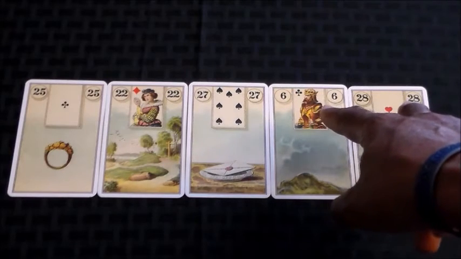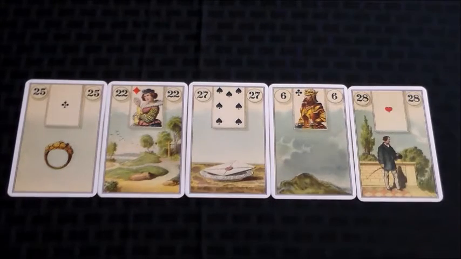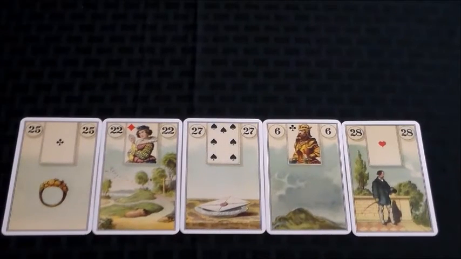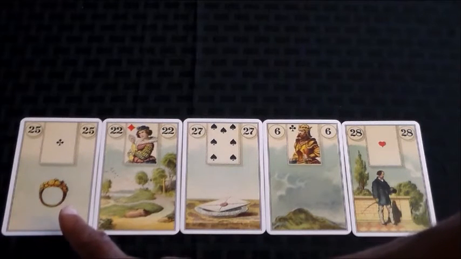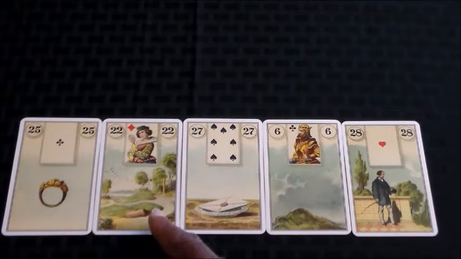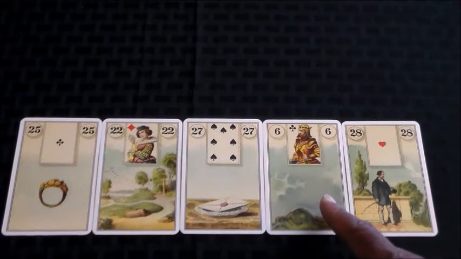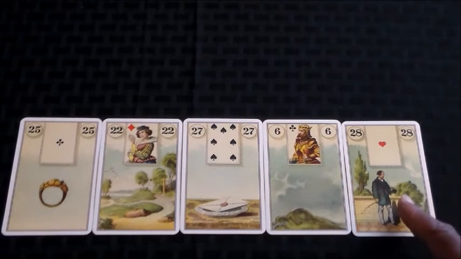And so we will get to that now to see what the playing cards are offering us additionally in terms of information or guidance. And now taking a look at the playing cards, what we have going from left to right. On the ring we have the Ace of Clubs. On crossroads we have the Queen of Diamonds. For the letter we have the 7 of Spades. For the clouds we have the King of Clubs. And rounding out the line on the gentleman we have the Ace of Hearts.